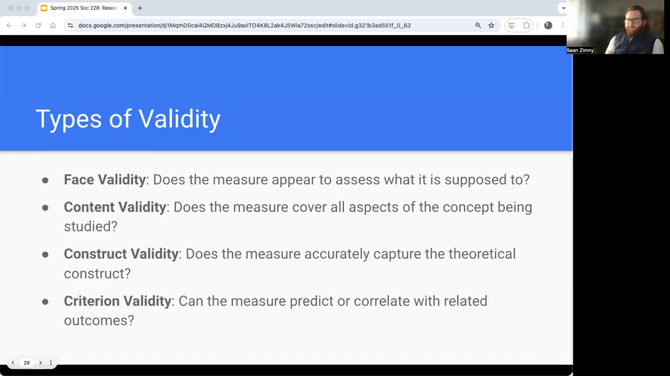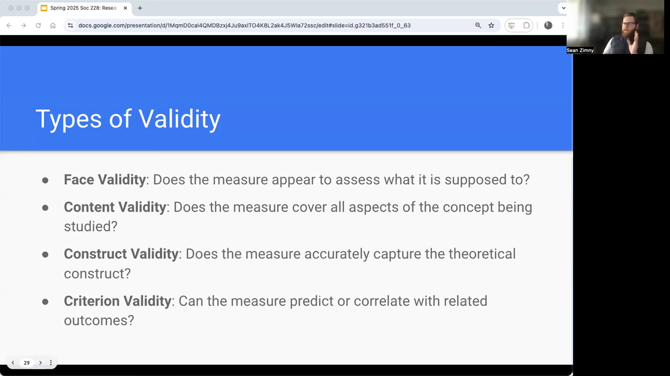So face validity. Well, there are 4 different options right there, but face validity refers to: does the measure really appear to assess what it's supposed to? Content validity: does the measure cover all aspects of the concept being studied? When we're referring to measure, by the way, we're referring to the tool, right? If you're doing a survey or an interview, the way you're asking it. So face validity, again, does it appear to measure what it's supposed to? Content validity, does the measure actually cover all aspects of the concept being studied?